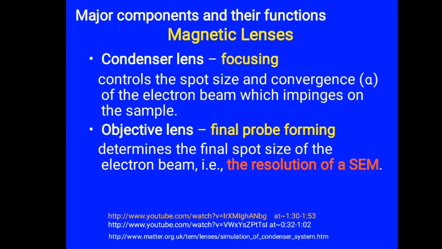The major component of this is the magnetic lens. The magnetic lens, as discussed, is used for magnifying and demagnifying the diameter of the electron beam. Also, it changes the path of the electron beam, achieved by electromagnets.